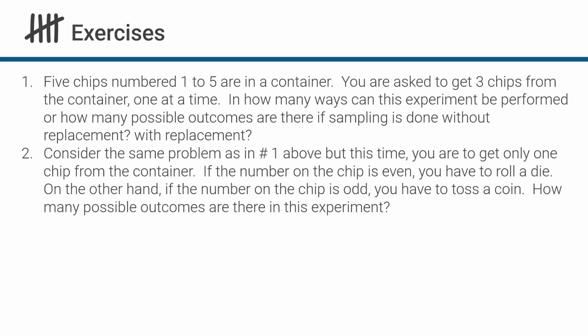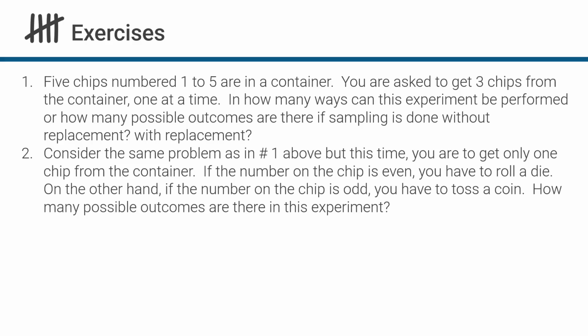Okay, next, you have 5 chips numbered 1 to 5 in a container. You are asked to get 3 chips from the container. I'll be putting this on a discussion so that you can put your answers there. In how many ways can this experiment be performed, or how many possible outcomes are there if sampling is done without replacement? And then with replacement.